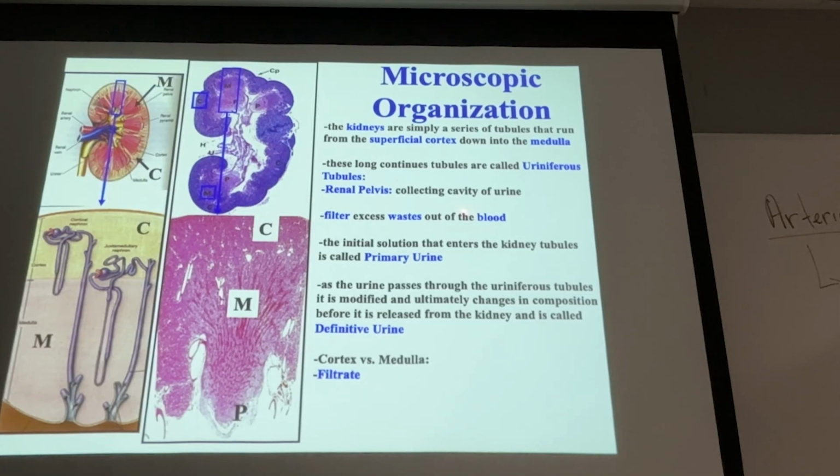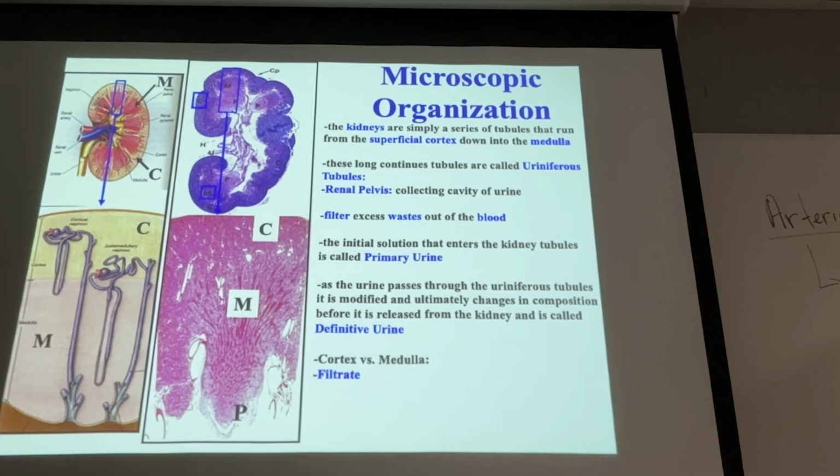The renal pelvis is a collecting cavity of urine. Filtrates from the blood, because we're filtering blood here, and all excess waste out of the blood enter the urine. The initial solution of plasma that is filtered into the nephron is called primary urine. As this urine leaves the renal corpuscle and enters the renal tubule, it's called primary urine. And that primary urine is going to pass through a really long renal tubule where it is modified.